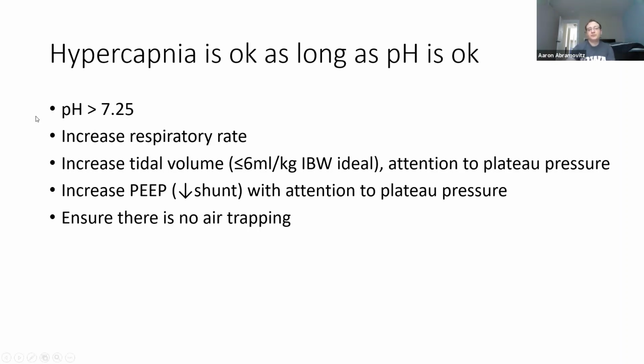If your pH is getting low, you can increase the respiratory rate, increase the PEEP, because decreasing the shunt can actually improve carbon dioxide offloading, as well as improving oxygen onloading. As a last resort, you can increase tidal volume if you need to. Keeping it less than 6 mL per kg ideal body weight is ideal, though going up to 7 mL per kg in the situation of a critical pH is sometimes necessary. And also make sure that there's no air trapping. We talk about lower I/E ratios to help with oxygenation. With patients with obstruction, that can actually cause air trapping and worsening hypercapnia and lower pH.